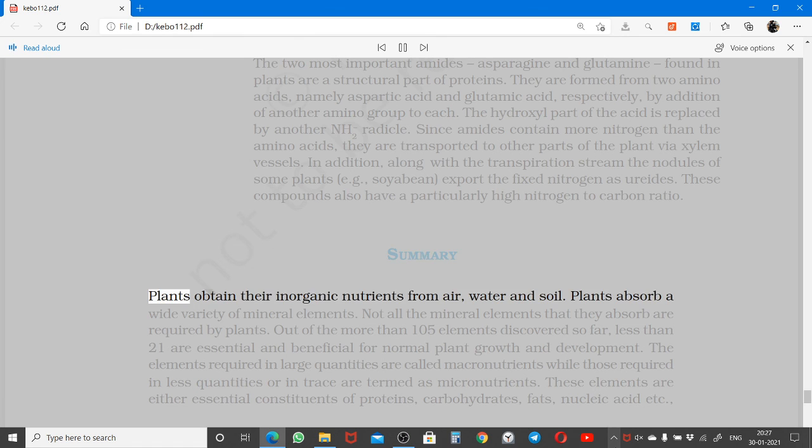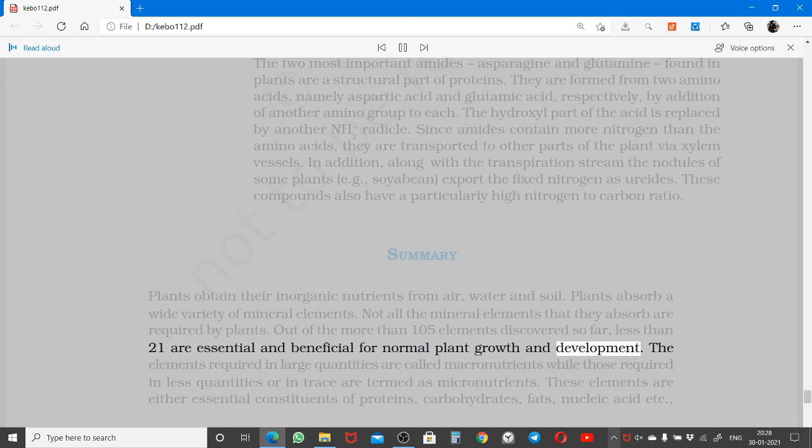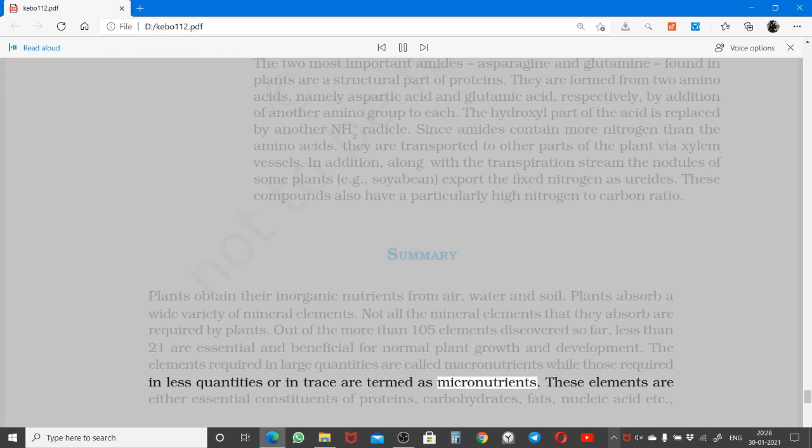Summary. Plants obtain their inorganic nutrients from air, water, and soil. Plants absorb a wide variety of mineral elements. Not all the mineral elements that they absorb are required by plants. Out of the more than 105 elements discovered so far, less than 21 are essential and beneficial for normal plant growth and development. The elements required in large quantities are called macronutrients, while those required in less quantities or in trace are termed as micronutrients. These elements are either essential constituents of proteins, carbohydrates, fats, nucleic acid, etc.